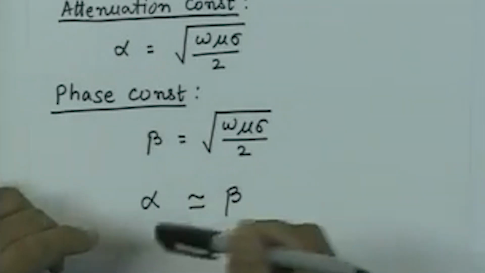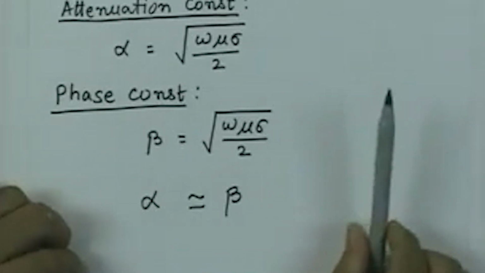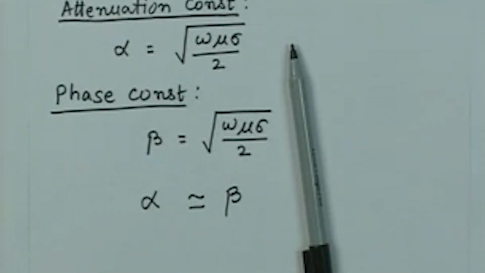Now if we go back to our understanding of the transmission line, we had characterized the transmission line as a lossy line whenever we have the attenuation constant comparable to the phase constant. In this situation, the attenuation constant is equal to the phase constant. That means if we want to visualize this medium similar to a transmission line, this is an extremely lossy transmission line. So, for a good conductor, since the attenuation constant is equal to the phase constant, this medium is like a very lossy line case.